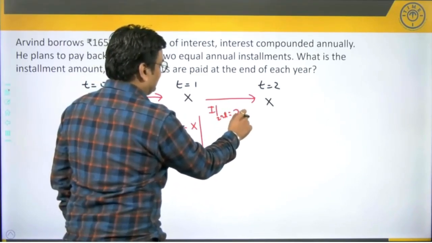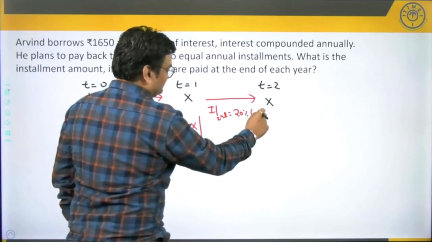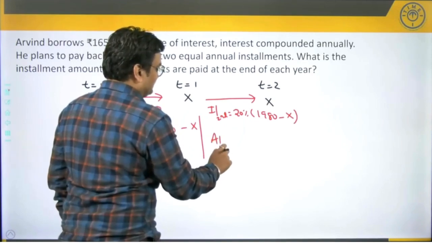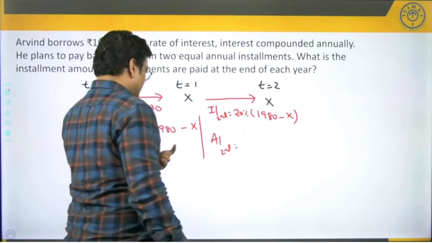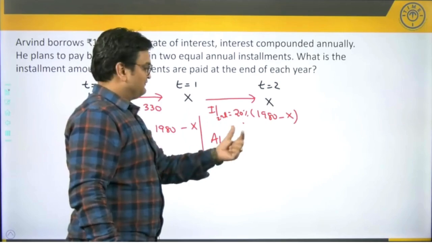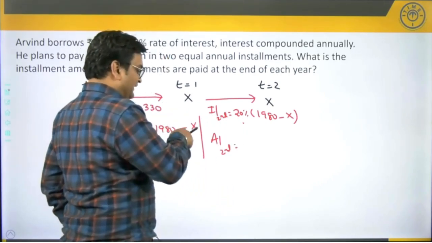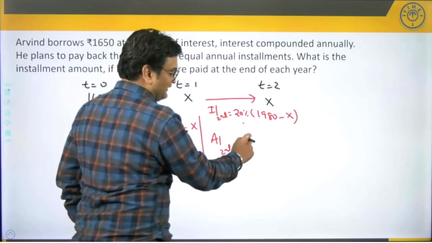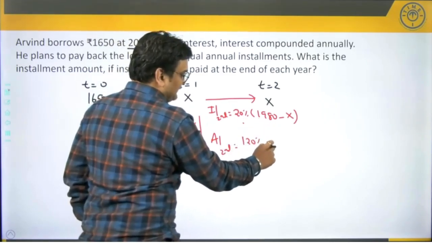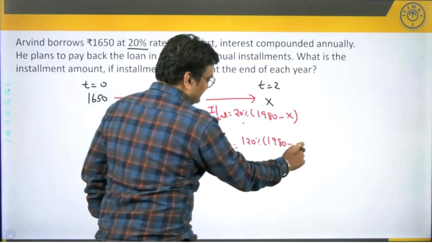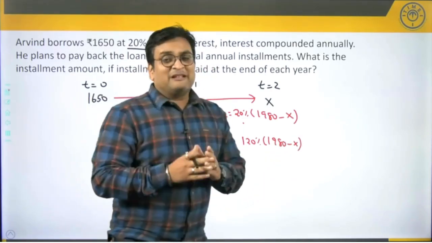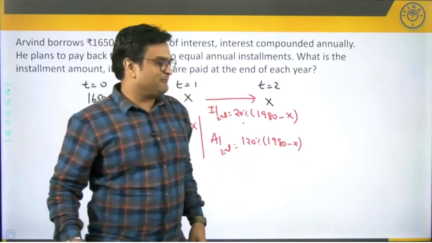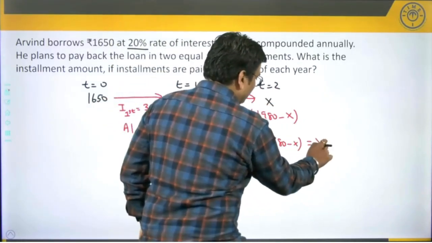This will again be 20% of this value. Okay, so the amount at the end of second year will be what? It is going to be the principal amount plus the interest which is accumulated. 100% of (1980 minus X) plus 20% of (1980 minus X) will be 120% of (1980 minus X). So at the end of second year, this is the total amount due that we have to pay back. But how much are we paying back? We are paying back X. So this should be equal to X.